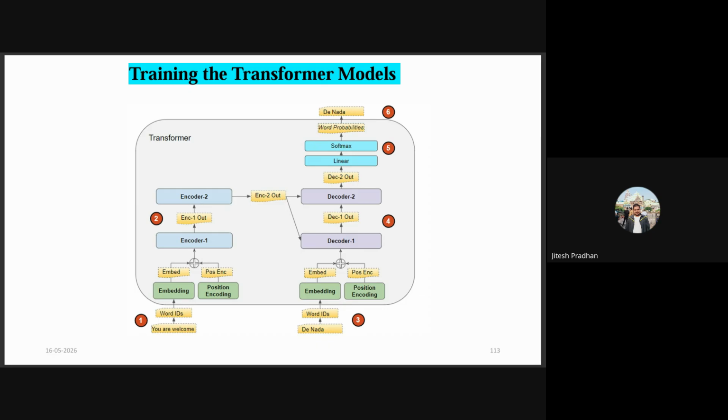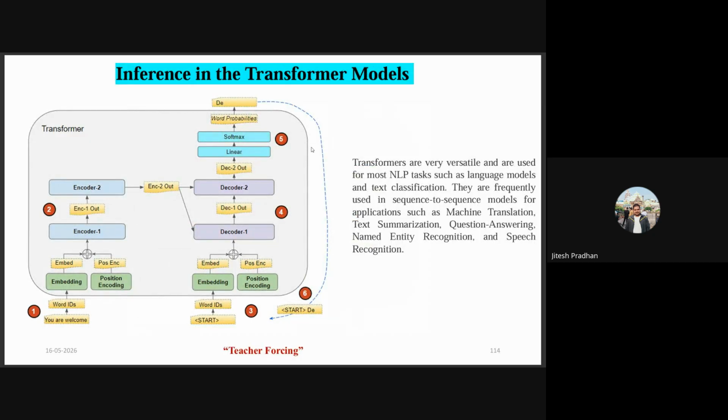Okay, up to this point it is clear. It is the training process. Now how does inference in the transformer model work? Inference is kind of a testing process. Now, how will the flow be? Look here. First you have given "you are welcome" as an input.